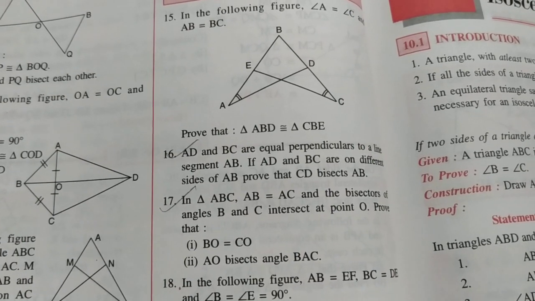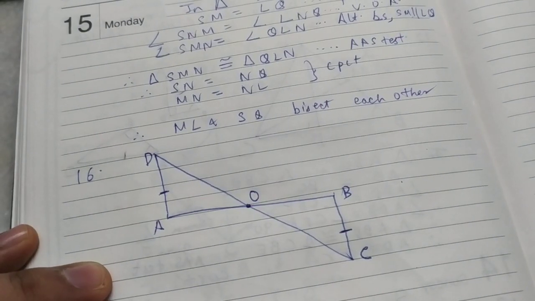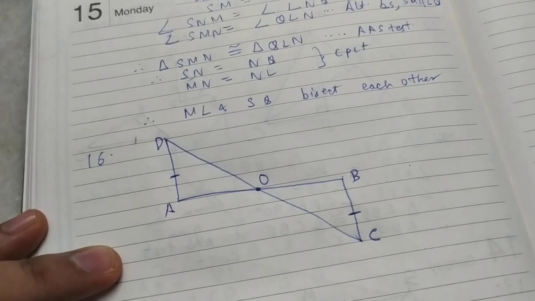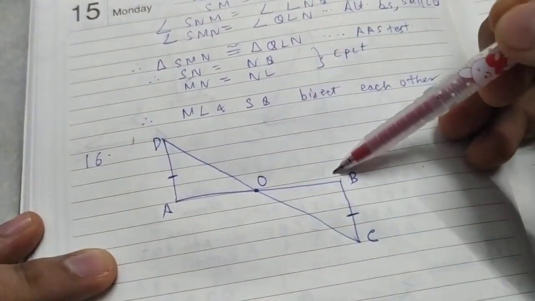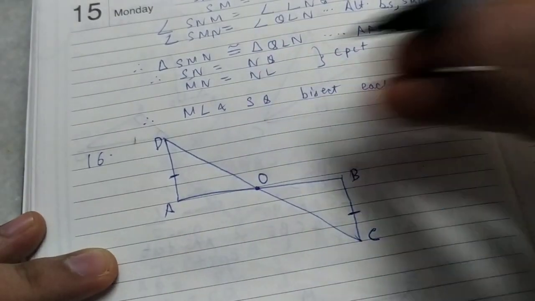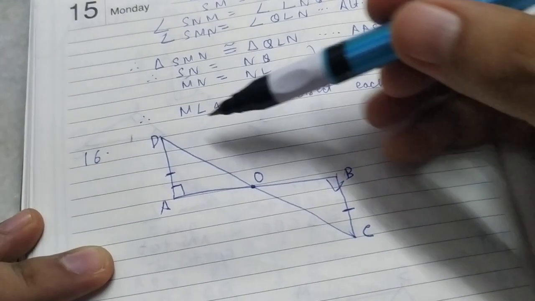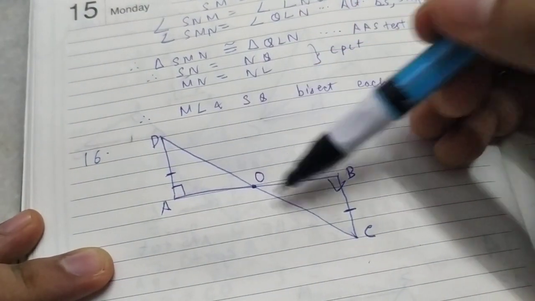Now, ready? Okay, here. Is this what you drew? If yes, then that's good. If not, then you just lost 3 marks unnecessarily, because it's such an easy sum. On the opposite sides of line segment AB, we have two perpendiculars. That means this is 90 and this is 90, and they are equal. And we have to prove that CD bisects AB. That means we have to prove DO is equal to OC and AO is equal to OB.